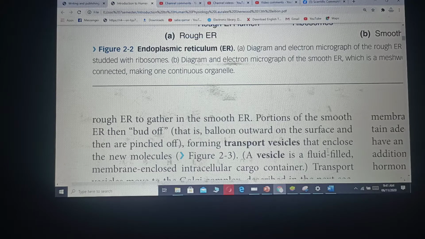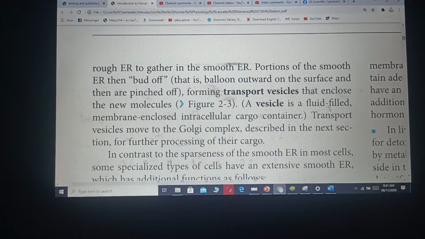And what is a vesicle? A vesicle is a fluid-filled, membrane-enclosed intracellular cargo container. Transport vesicles move to the Golgi complex, described in the next section, for further processing of their cargo.